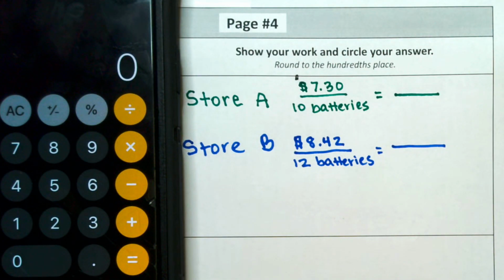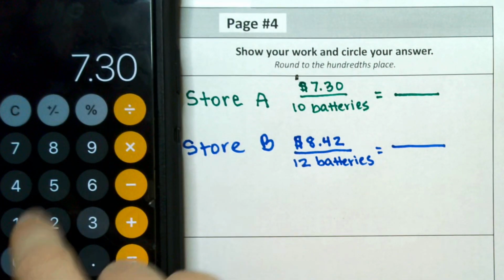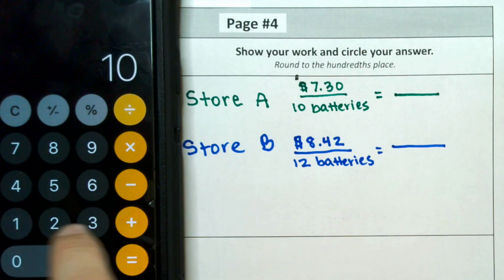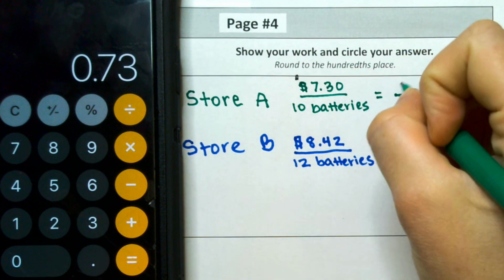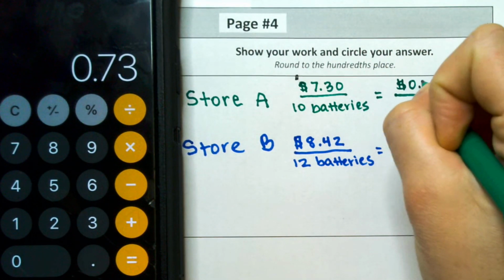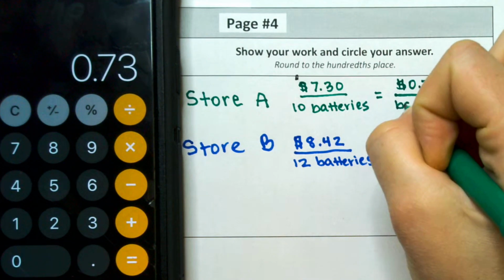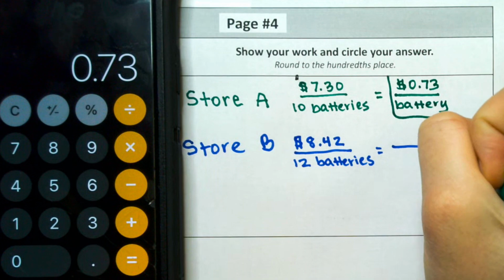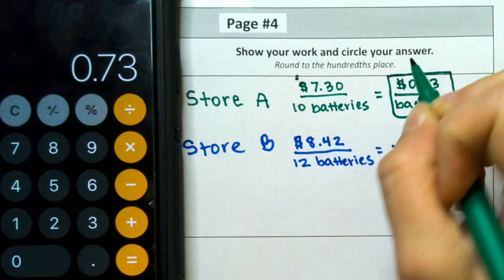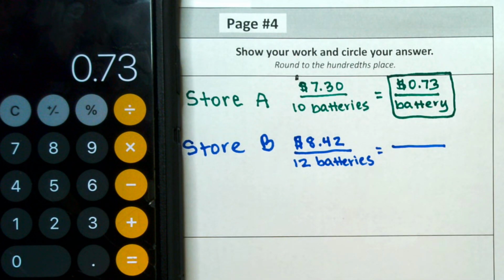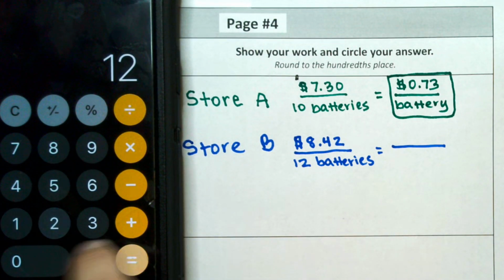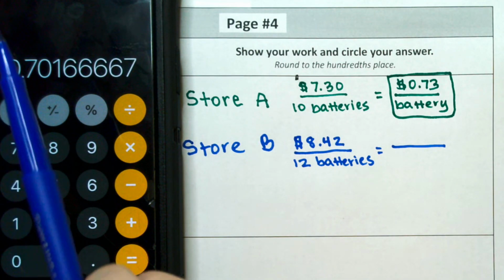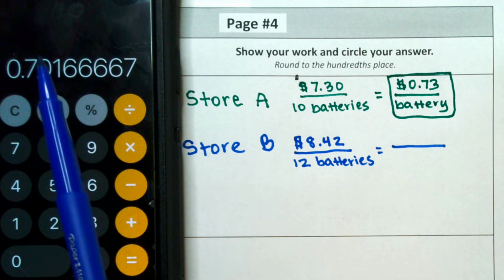When I plug this in my calculator, $7.30 divided by 10 is 73 cents per battery. That is our unit cost, how much it costs for one battery. I'm going to circle my answer. For store B, I'll do $8.42 divided by 12 batteries. And I get this long number, okay?